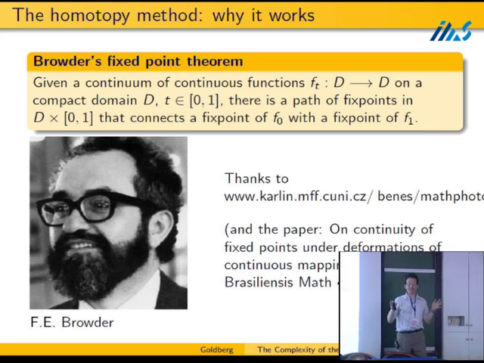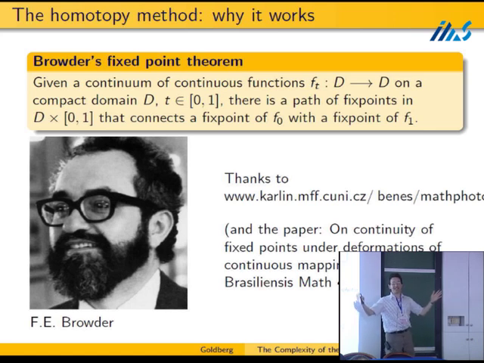If we have a continuum of continuous functions, using a similar notation to games, f sub t, where t goes from 0 to 1, each f_t is a continuous function from a compact domain to itself, and so each of these f_t's will have at least one Brouwer fixed point. I've not told you exactly what I mean by a continuum of continuous functions, but you can imagine what I mean.